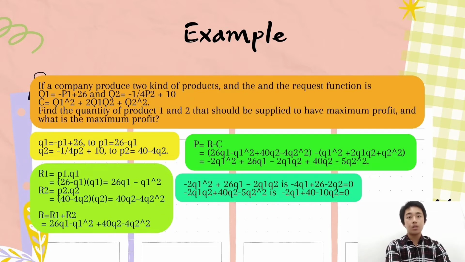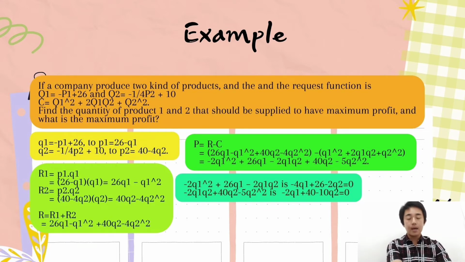And we do the same thing to the Q2. So Q2 equals negative 1 by 4 P2 plus 10 transposes to P2 equals 40 minus 4Q2. The 10 becomes 40 because we multiply this formula by 4, and the Q2 also becomes 4Q2 because it is multiplied by 4. This happens when we transpose the formula and put the P2 on the left side.